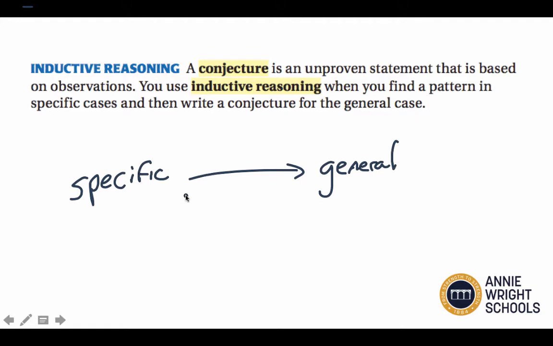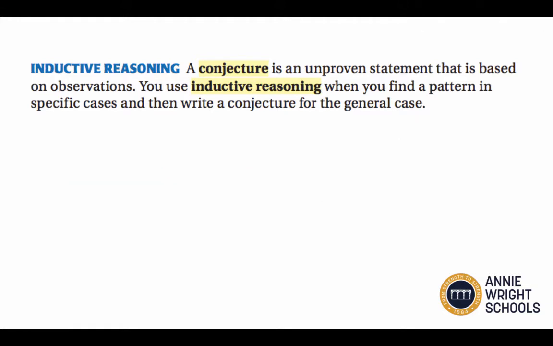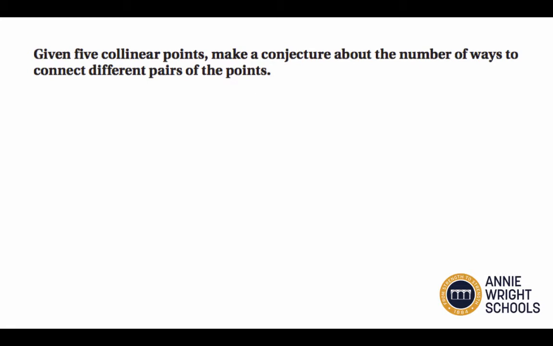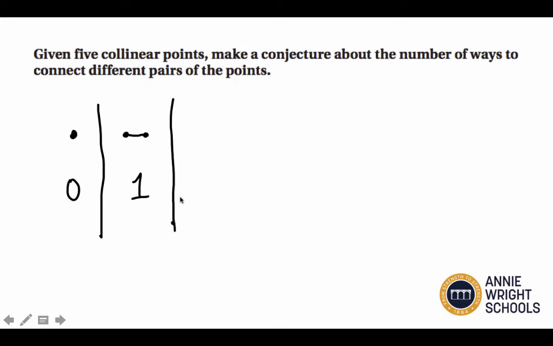All right, let's try another example. Given 5 collinear points, make a conjecture about the number of ways to connect different pairs of points. The best way to start a problem like this is to build up. I've got 1 collinear point. How many ways can I connect those different pairs? 0, right? How about 2 collinear points? How many ways can I connect those points? Just 1 way. How about 3 collinear points?